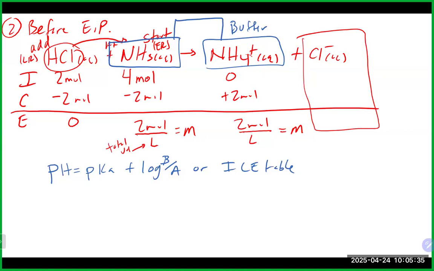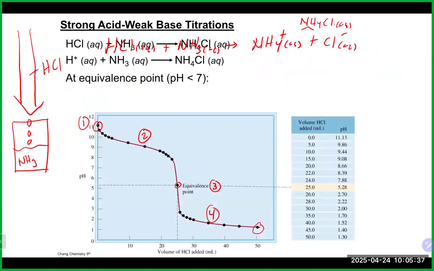So much like we saw in the previous one, we will create a buffer in this case. It's actually a basic buffer, because of what we're starting with. So we will get some buffering action happening. And again, the same idea as we've been talking about previously: at some point, you'll make this buffer, and then you'll basically blow through the buffer you just made.